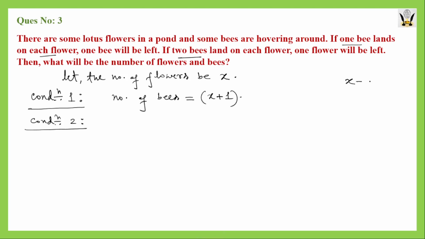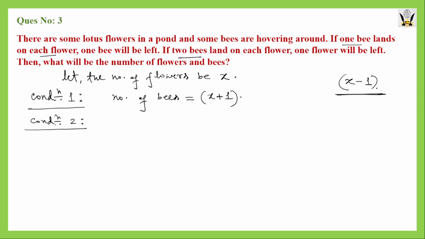At that time, when two bees land on each flower, one flower will be extra, one flower will be left. So if we subtract 1 from the total number of flowers, then at that time the total number of flowers will be how many? Then x minus 1. And in that case, two bees will land on each flower, and there will be no extra bee and no extra flower.